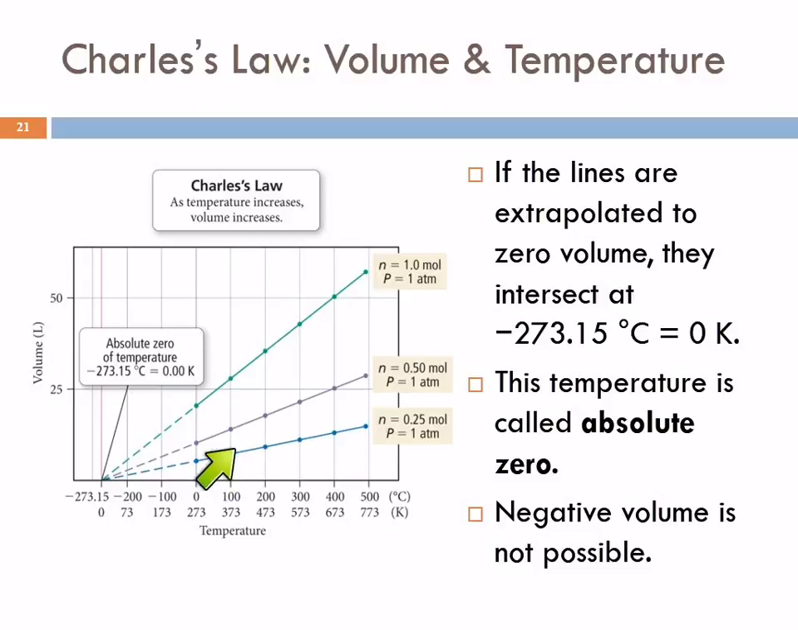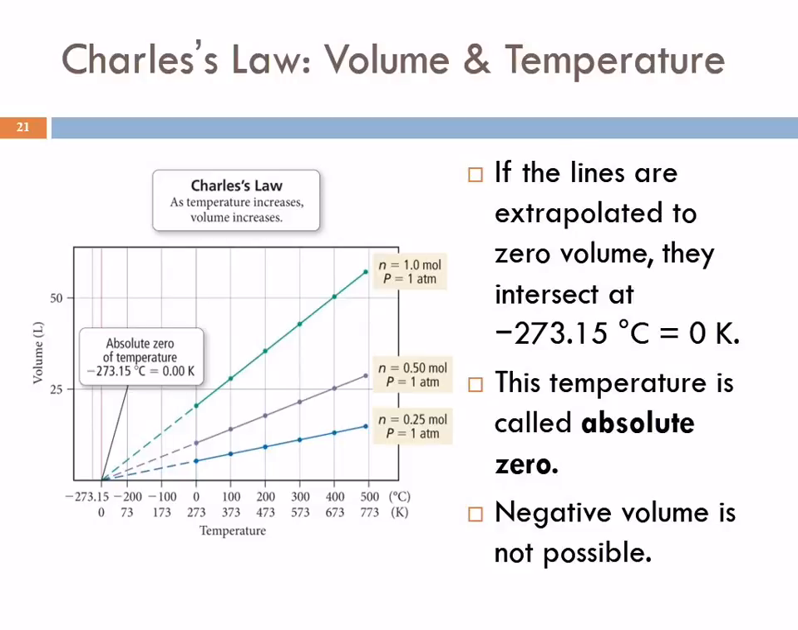Well, if we extrapolate, meaning draw a line through the points and go past where the actual data is, we find that all of these lines intersect here at a temperature of minus 273.15 degrees Celsius. That suggests that this is the absolute lowest temperature that's possible. At this temperature, if these lines are true, these gases are going to have zero volume.